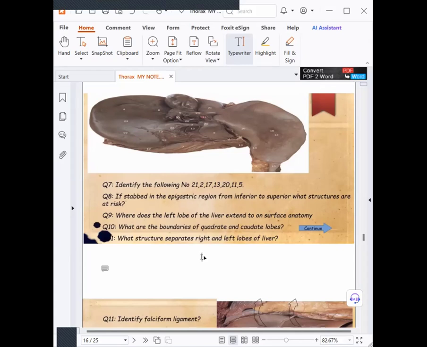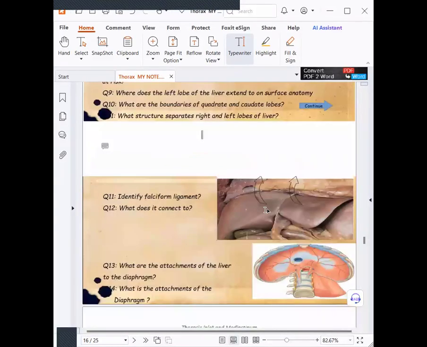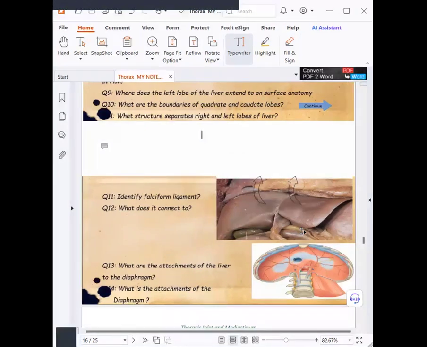Next, what structure separates the right and left lobes of the liver? Anteriorly, it is separated by the falciform ligament, and posteriorly and inferiorly by ligamentum teres and ligamentum venosum. Mention one ligament that connects the liver to the diaphragm. Falciform ligament.